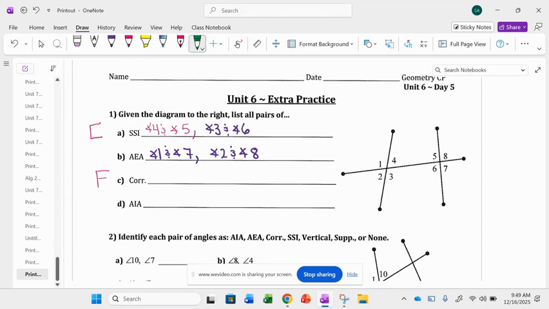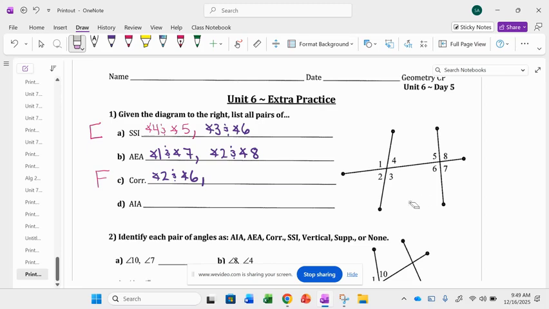Does anybody see a pair of corresponding angles here? There's a lot of them. Jack? 2 and 6. So here's our F. It's sort of like an F doing a push-up. Right, there we go. And in the armpits are 2 and 6.